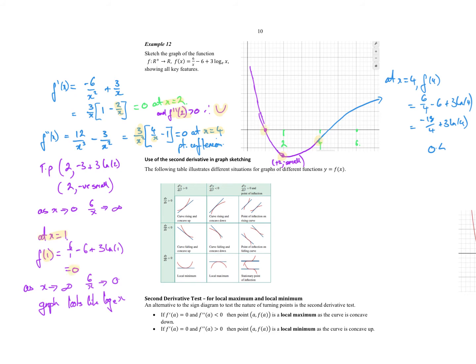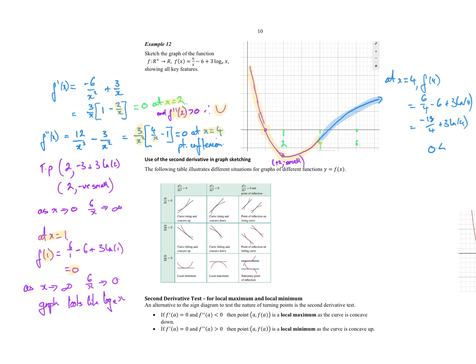So there's my intercept. I know the graph is concave up all the way through until I get to the point x equal to 4. So I'm going to draw a concave up graph all the way through till I get to my turning point at x equal to 4. Then I know it changes to be concave down. Okay, so there is obviously another x-intercept in there somewhere.